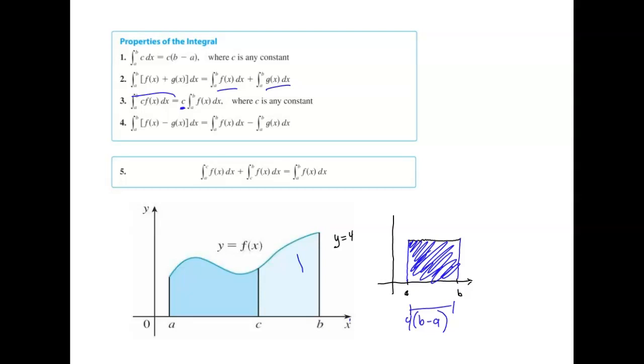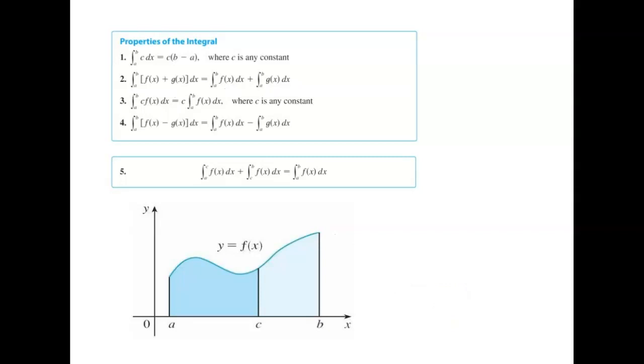And then fourth is also the integral of a difference of two functions is equal to the integral of the first minus the integral of the second. This fifth one, I want to give you some intuition for. This says if you have an integral of f from a to c, and then you add the integral of the same function from c to b, then you can kind of cut out the middleman. You can cut out that c and just integrate the function from a to b.